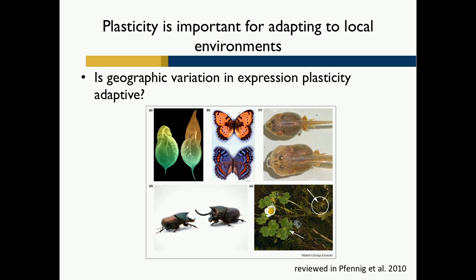There are lots of studies about plasticity, because plasticity is very important for adapting to the local environment. So in the past decades, there have been a lot of nice examples of phenotypic plasticity. However, it's not very well known whether geographic variation in expression plasticity is adaptive. For our experiments, we raised all the flies at 21 and 29 degrees C, so we are able to use temperature as an environmental factor to study plasticity.